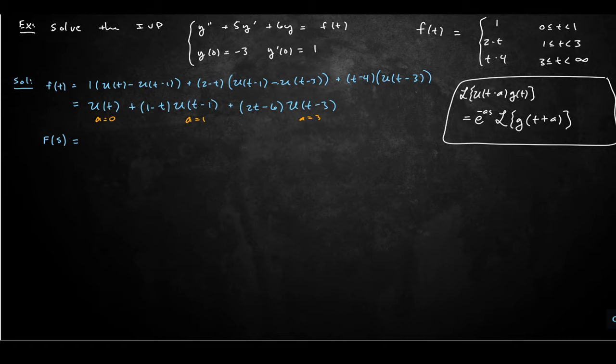So this is going to be 1 over s because I have a equals 0, so it's e to the 0 times Laplace of 1, at least. And then the next one is going to be e to the negative as, or e to the negative 1 times s, so e to the negative s, Laplace of 1 minus, here we have t plus 1. And then the last one, e to the negative 3s times Laplace of 2 times t plus 3 minus 6.